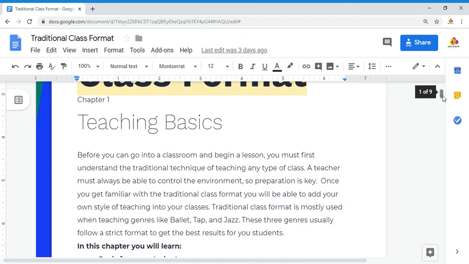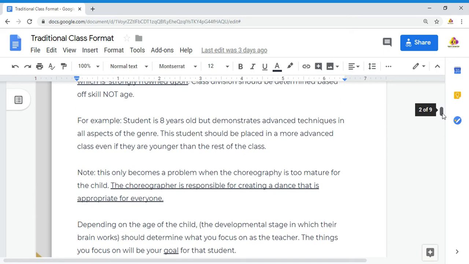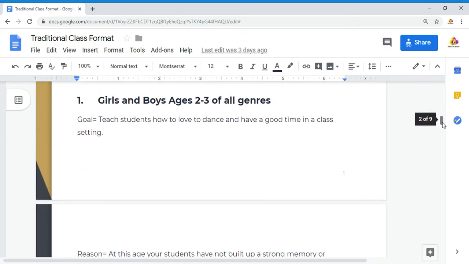So I talked about the ages 2 to 3. Okay, understand that ages 2 to 3, your students do not have the capacity, most of them, I'm not going to say everybody, to understand or remember everything. What they should be focusing on is falling in love with dance class. Okay? You want them to like the idea of coming to class on Saturday or whatever day and having fun.